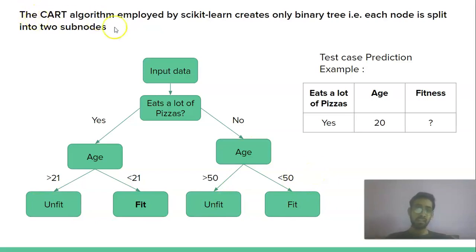Scikit-learn employs the CART algorithm to create binary trees to split these nodes. So you can read up on how this CART algorithm works. This is how a basic decision tree looks and how basic inference works in decision trees.